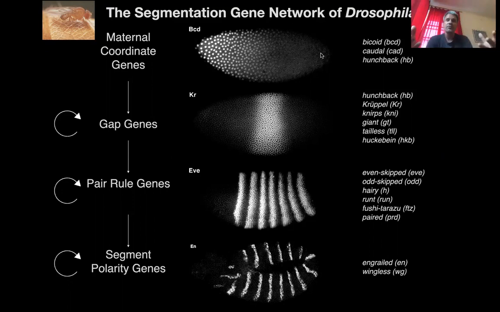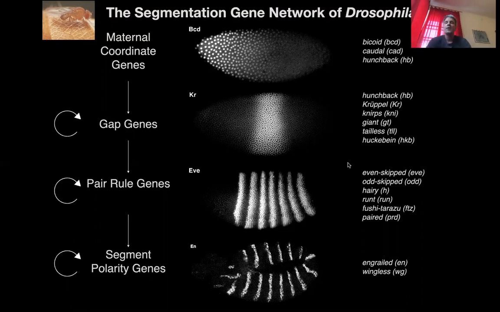Then these transcription factors encoded by maternal coordinate genes, these maternal gradients, activate the gap genes that are expressed in these broad overlapping domains. These are hunchback, Krüppel, Knirps, giant, tailless, and huckebein. And these gap genes not only regulate, together with the maternal genes, the pair-rule genes, but also themselves. So there's regulation not just between those layers of this regulatory hierarchy, but also within the layers themselves. So these maternal coordinate genes and gap genes together activate pair-rule genes in this periodic pattern of 7 stripes.